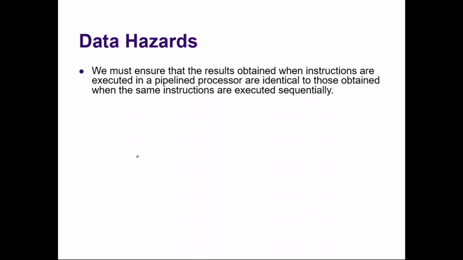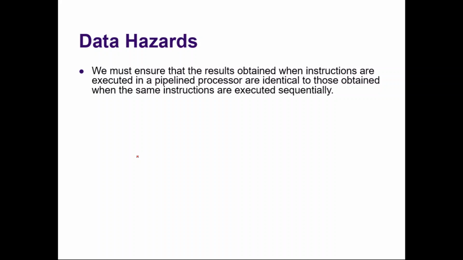When you are implementing pipelining, we should ensure that the output produced by pipelined execution is the same as that of sequential execution. Due to pipelining, we are overlapping the instructions. When the first instruction is in the decode stage, the second instruction is being fetched. When the first instruction is getting executed, the second instruction is getting decoded. This overlapping can also be called concurrent execution.